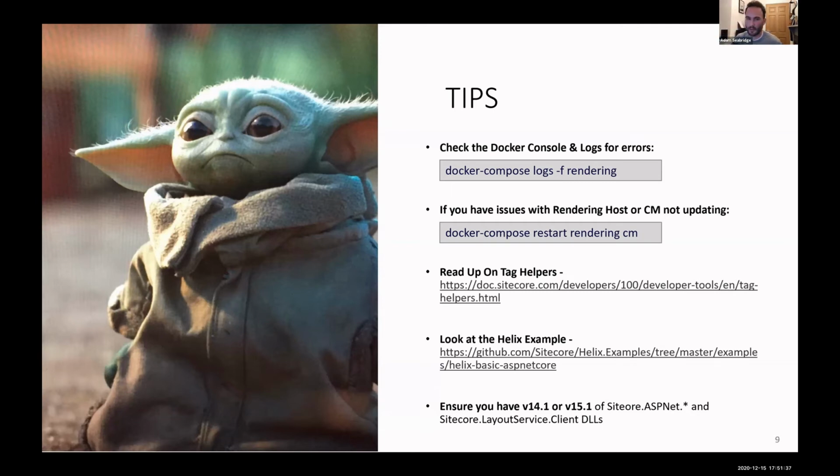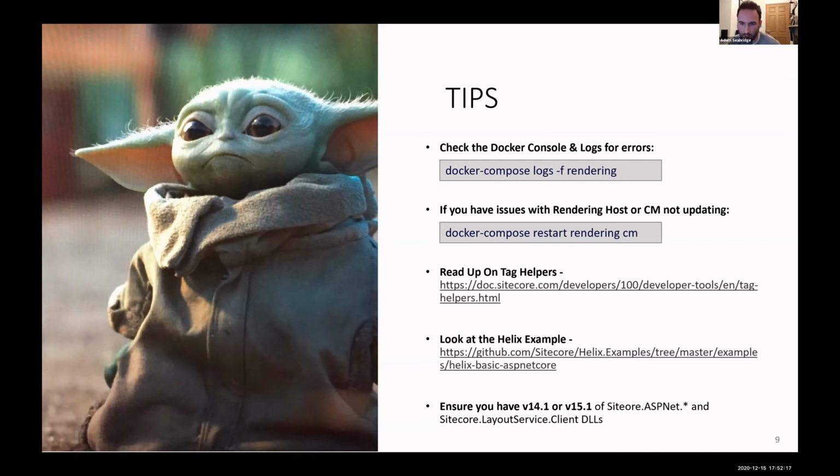if there's any errors or anything that's not shown correctly in the layout service that you expect. If you have any issues with the rendering host or content management not updating, then this command is really useful: docker compose restart rendering cm. I actually had to run that just before this demo because my rendering host was playing up. You're best off running that command with the rendering host and content management instance, because when the CM restarts, if you're using Experience Editor, Docker assigns the rendering host a new IP, and that can cause you some issues. So you're best off restarting them both at the same time.